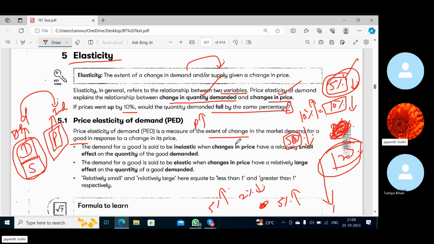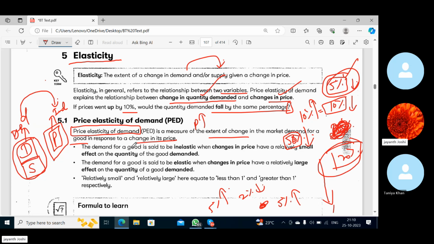Very highly it will fall, or very low, there will be very low fall in demand. That is what you're going to see. So price elasticity of demand is a measure of the extent of change in market demand for a good in response to change in price. So they are saying this aspect, PED, measures to what extent the demand for a good will respond to changes in price.